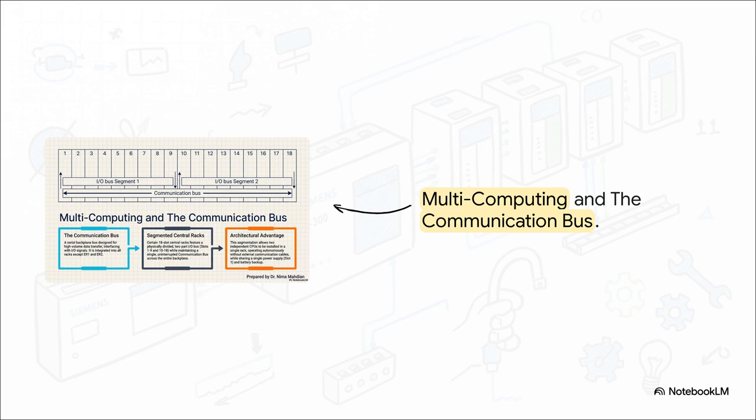But running straight across the bottom is a single, completely uninterrupted communication bus. Why does this matter? Well, this segmentation provides a massive, real-world architectural advantage known as multi-computing. It literally allows you to install two independent CPUs in a single rack. They can operate totally autonomously on their own specific I/O segments while still sharing a single power supply, a battery backup, and the ability to seamlessly transfer high-volume data across that shared serial communication bus. It's a really brilliant design.